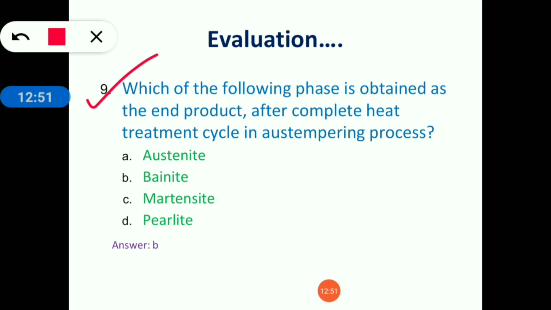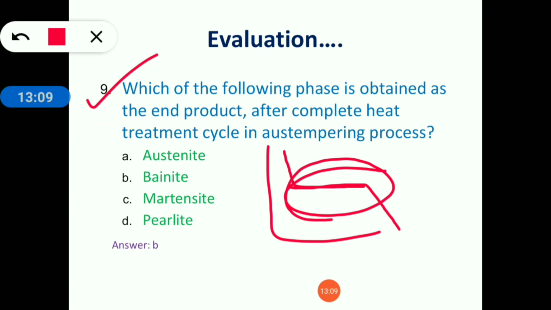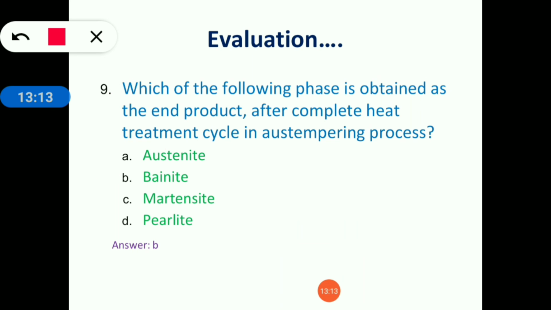Which of the following phases is obtained as the end product after the complete heat treatment cycle in the austempering process? As I told you, in the austempering process, the substance is cooled down, then held at a constant temperature, and again it will cool down. So during this constant temperature hold, bainite will be obtained. So the answer is B, bainite.